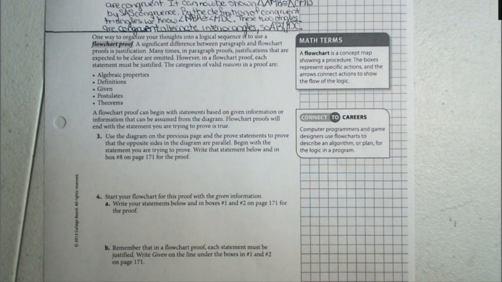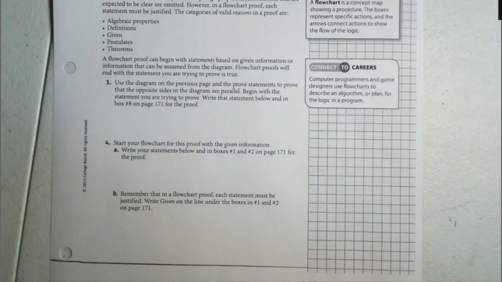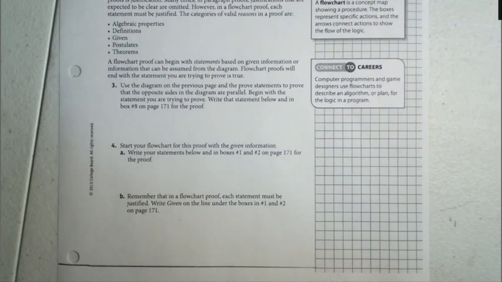Number 4, start your flowchart from this proof with the given information. Write your statements below and in boxes numbers 1 and 2 on page 171 for the proof. Remember that in a flowchart proof, each statement must be justified. Write given on the line under in the boxes to prove number 1 and number 2 on page 171.